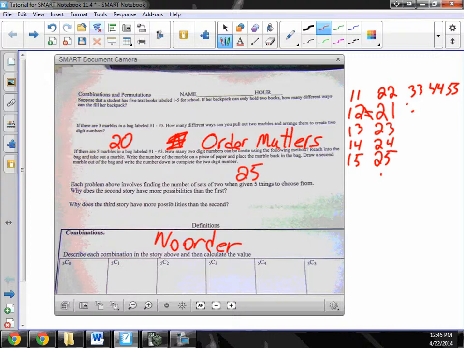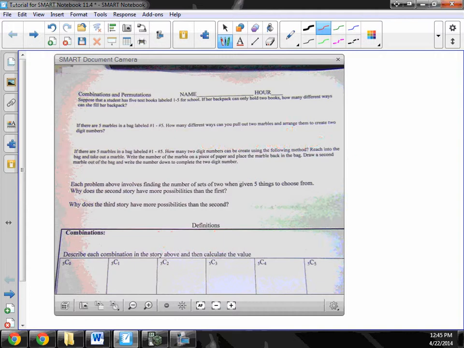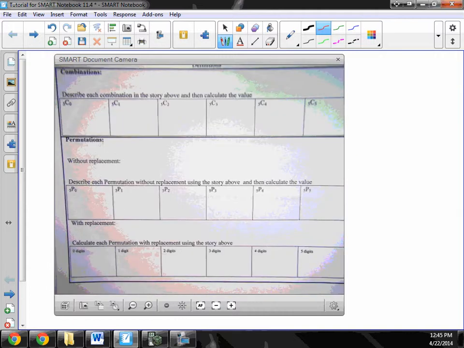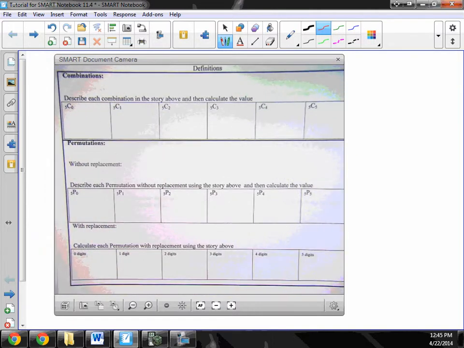So permutations can be divided into 2 categories. Now I can show you. So the first is without replacement, which means there is no 11. Unless, in fact, there are 2 1s in the bag, but that makes things incredibly complicated, so we're not going to do that.